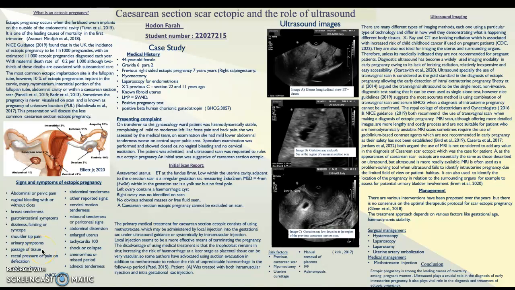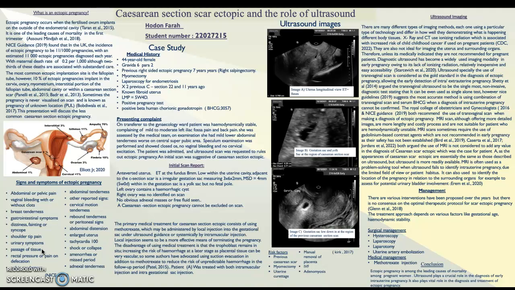allowing early detection of intrauterine or extrauterine pregnancy, offering either reassurance or early medical intervention. Shetty et al. argued that transvaginal ultrasound is the single most non-invasive diagnostic test, stating that it can even be used as a single test alone. However, NICE Guidelines 2019 suggested the most accurate method is using a combination of transvaginal scan and serum beta HCG when the diagnosis of intrauterine pregnancy cannot be confirmed.